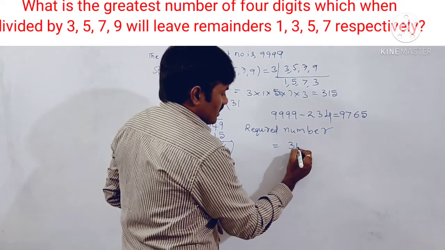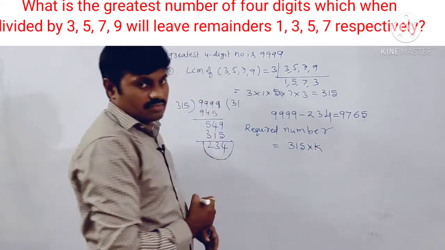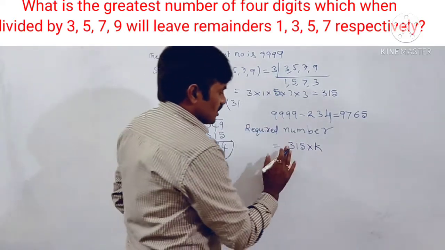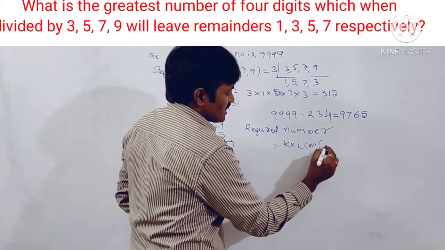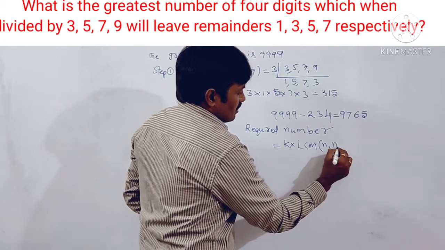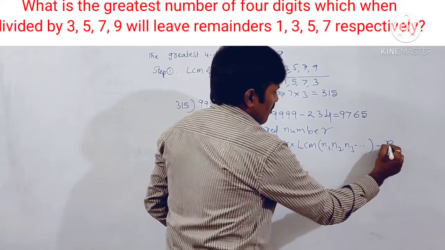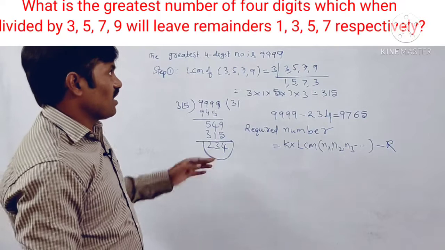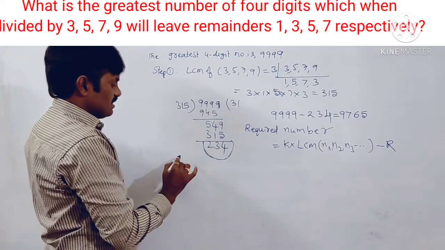So 315 into K. This is 9765. So the required number is K into LCM of divisors, minus the common difference. What are the divisors here? N1, N2, N3 and so on. Minus that common difference. Here, what is the common difference?